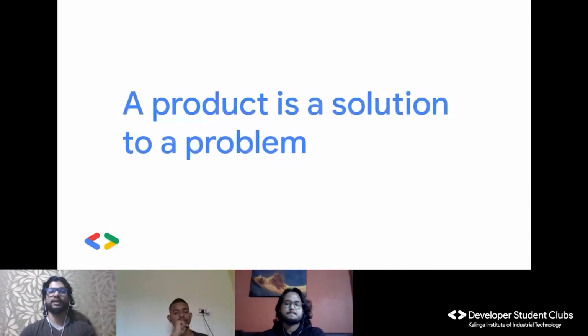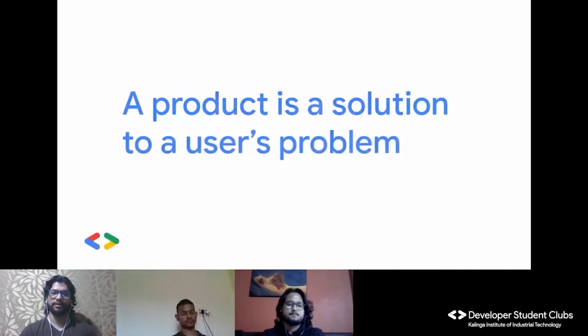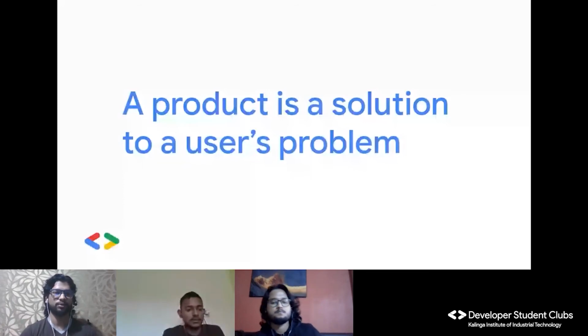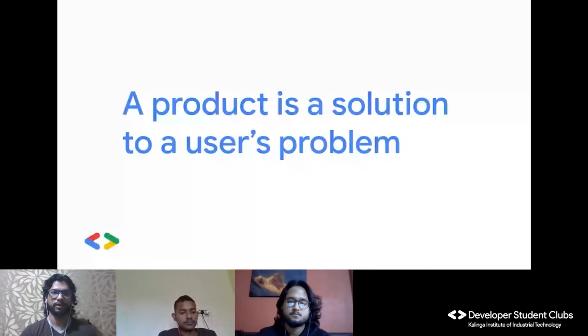We just can't make problems of our own and come up with a solution for it. That would be really awkward. We need to find a problem which already exists. Like the objective of the DSC Solution Challenge is to solve those 17 sustainable development goals. We don't need to solve them all, we need to act towards those goals. So we already have a problem and we are finding a solution to that. So that is a product, a solution to a user's problem.